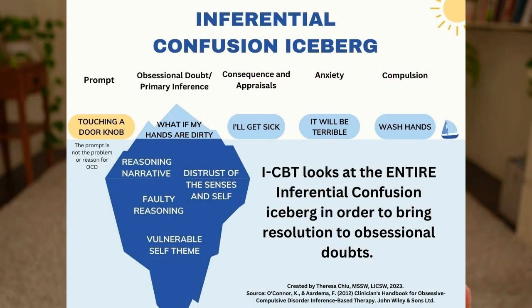So in the very first consultation, I showed them the ICBT iceberg so that they understand that we're targeting inferential confusion and what that consists of, which we've got the narrative, we've got logic, we've got the vulnerable self, and we've got the distrust of the senses and the self. Okay, so that is all part of what we're going to be targeting in treatment. And so throughout treatment, we're going to try to come at each piece of the inferential confusion to try to resolve it, but it is a stepped process.